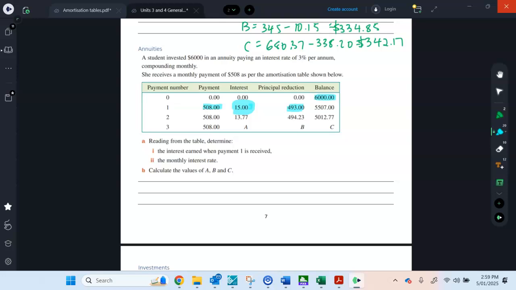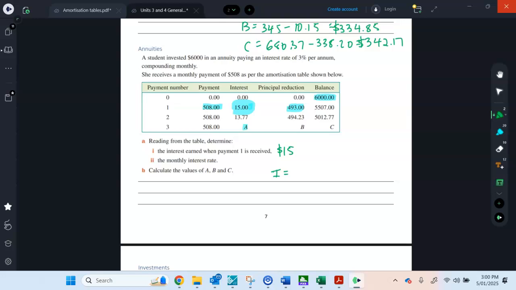All right, so let's answer the first question first, instead of jumping into A, B, and C. Reading from the table, determine the interest earned when payment 1 is received. So we're just reading the table, so that's $15. And the monthly interest rate. So you've earned $15 of $6,000. So you can use your R value. Actually, can you? No. Sorry, you're calculating the interest.